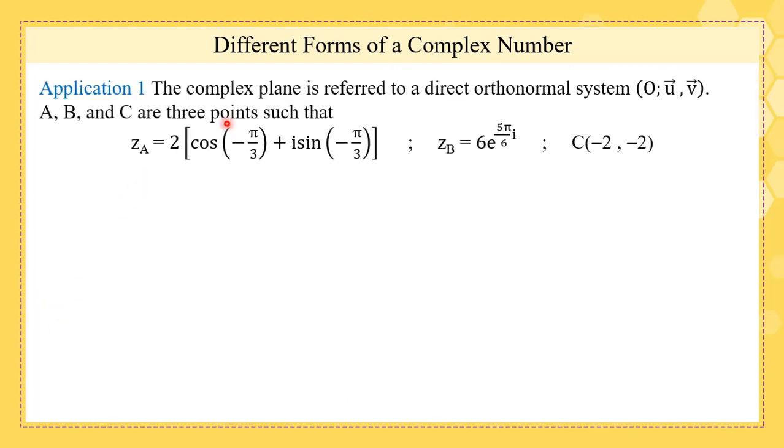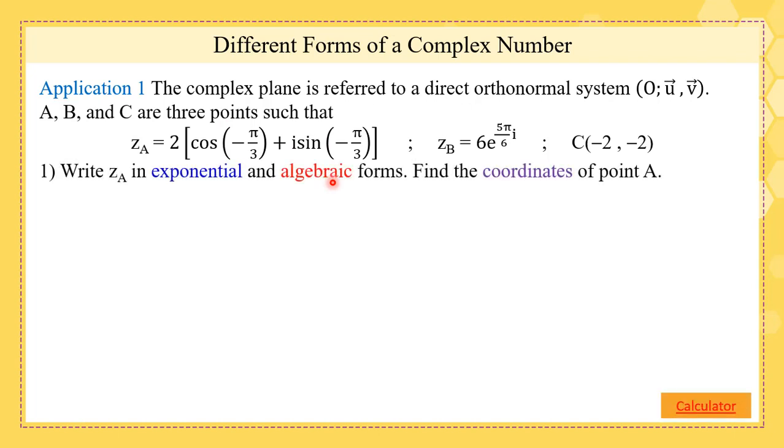A, B, and C are 3 points such that this is what we have. The first question asks to write ZA in exponential and algebraic forms and then to find the coordinates of A. Remember here A is given in trigonometric form. Try to do it alone. Well, this is very easy.